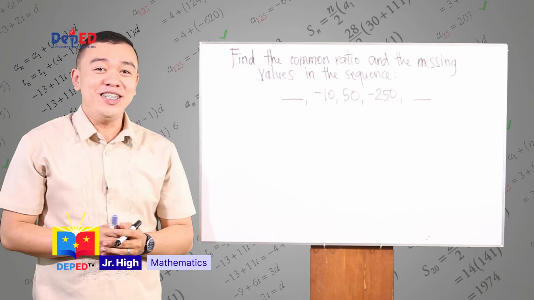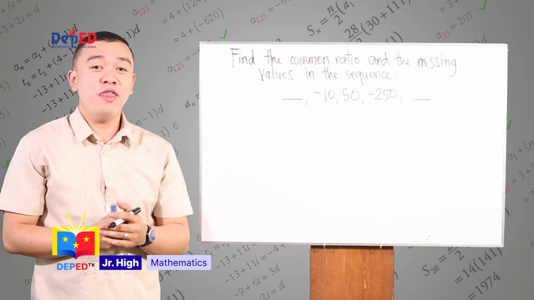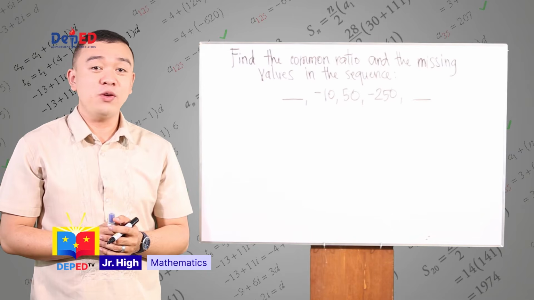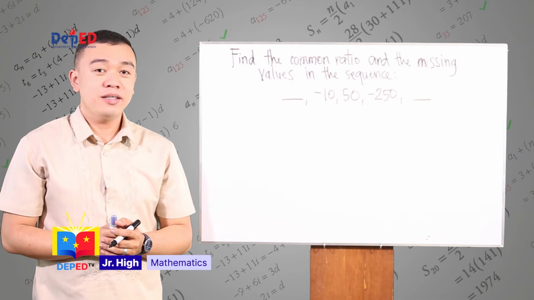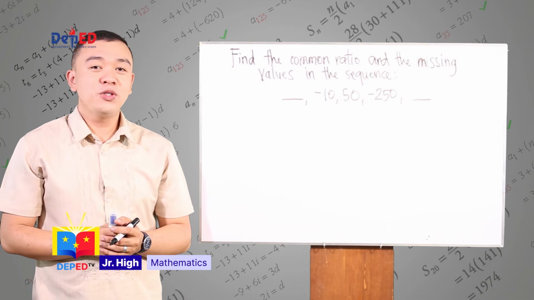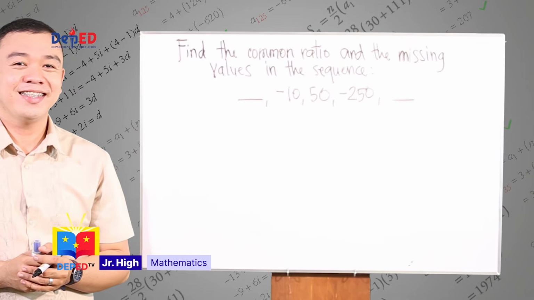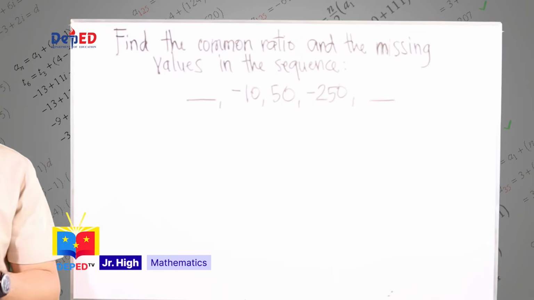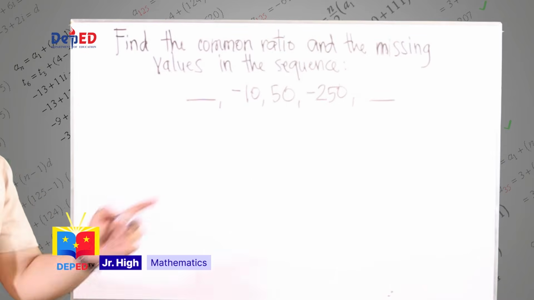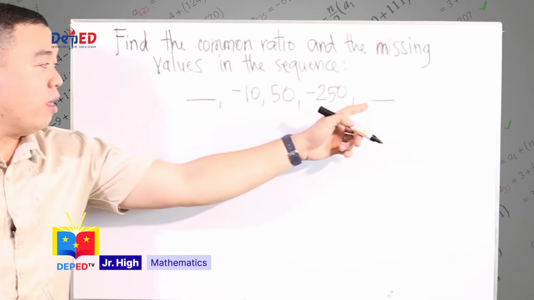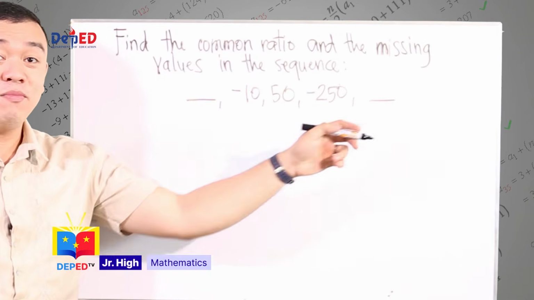Let's see what you've learned. Find the common ratio and the missing values in the sequence blank, negative 10, 50, negative 250, blank. As you can notice, we don't have the first term, or a sub 1, and the last term, or a sub 5.